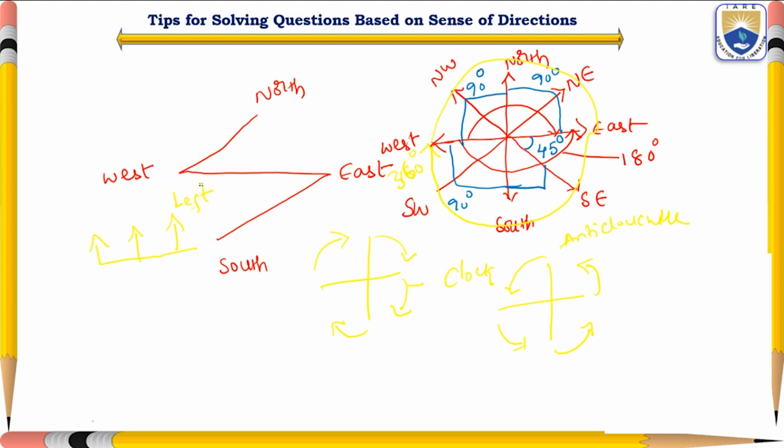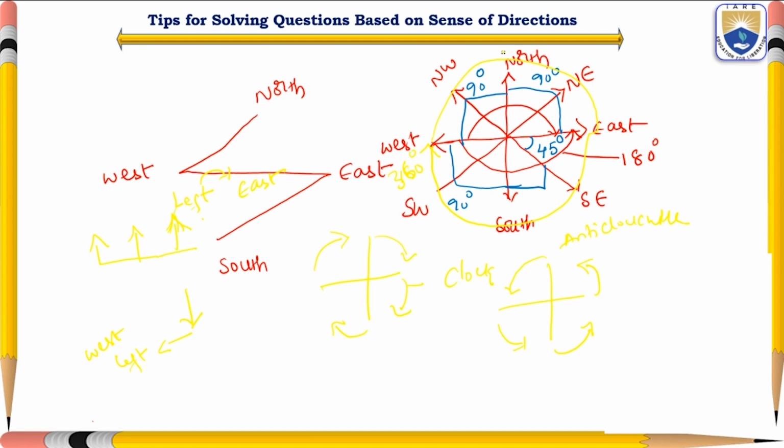If they have turned left, unless their direction is known, we can't find the answer. If they are facing north and turn left, they will go to the west. For example, if they are facing the south direction and have turned left, they will move to the east. So unless we know the facing of that person in the particular problem, we can't find the solution for such kinds of problems. This is one more basic piece of information.